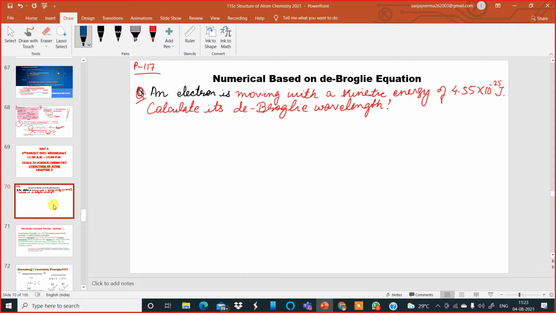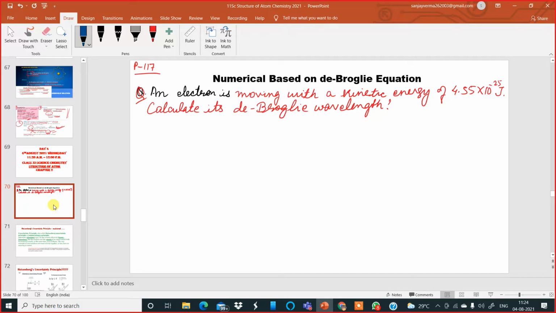If you have your pen or your exercise copy for chemistry, please copy this question. I'm waiting. An electron. It is a numerical based on the de Broglie equation. Copy the heading also. All of you who are present, please copy the question.